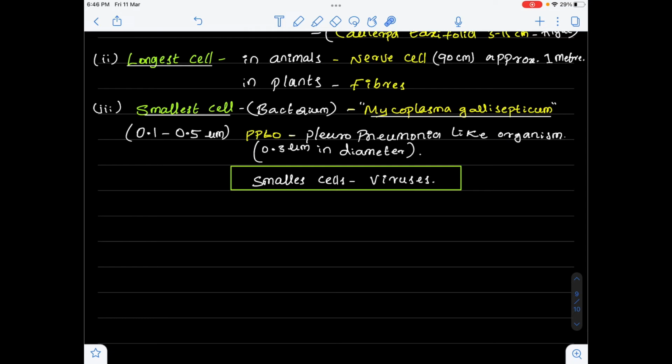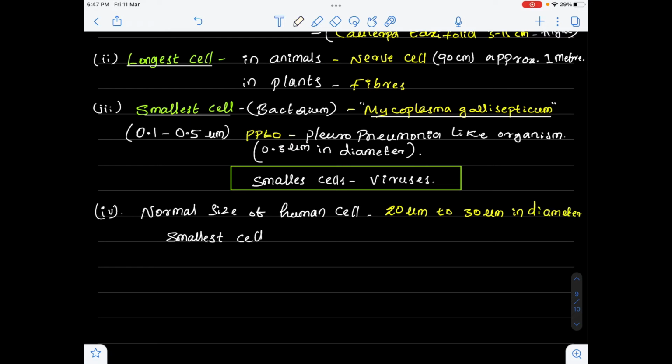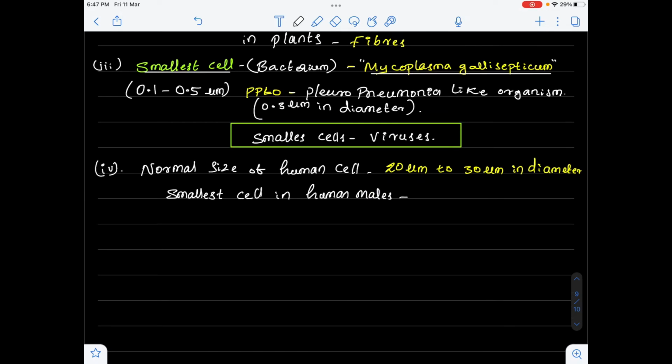Now let us talk about normal size of human cells. The human cell size ranges between 20 micrometers to 30 micrometers in diameter. Smallest cell in human males are sperm cells. Largest cell in human females is egg or ovum.